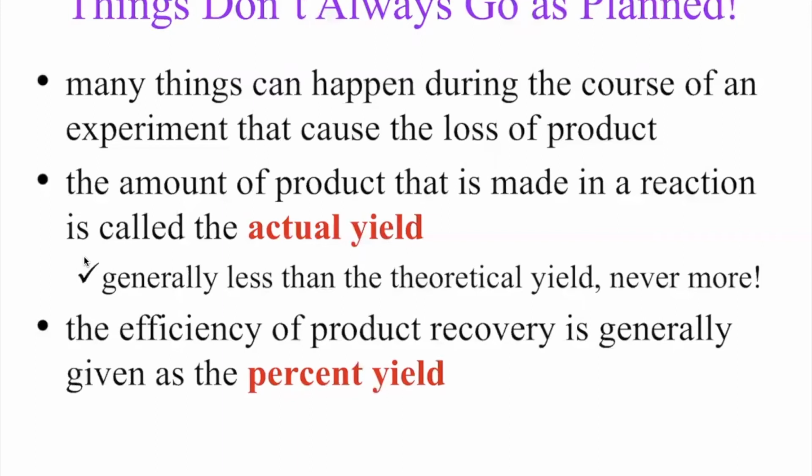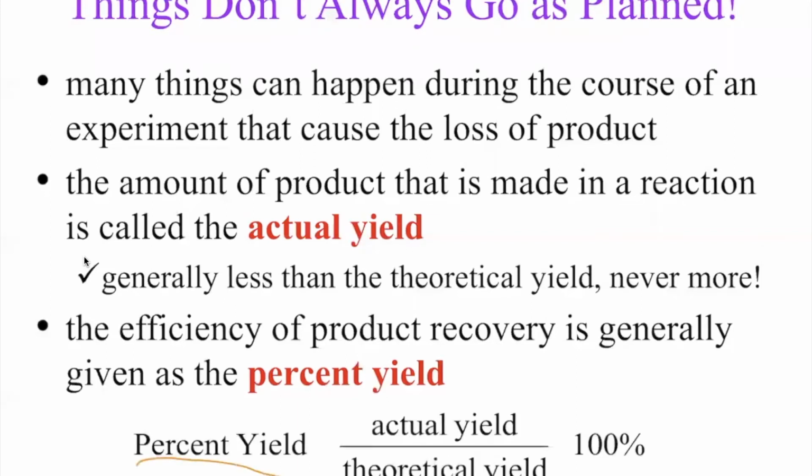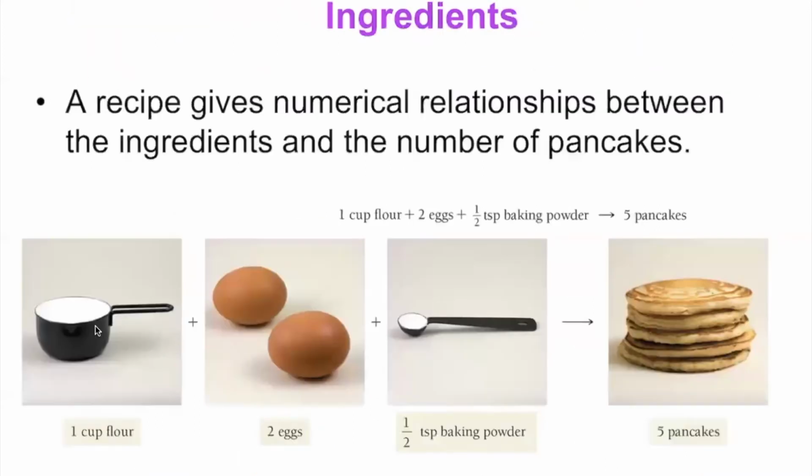To figure out how efficient you were in your experiment, we're going to calculate the percent yield by using the following equation. Percent yield equals actual yield divided by theoretical yield times 100. So let's go on a little experiment. This is the recipe to make 5 pancakes. In our world, it will be the chemical equation.